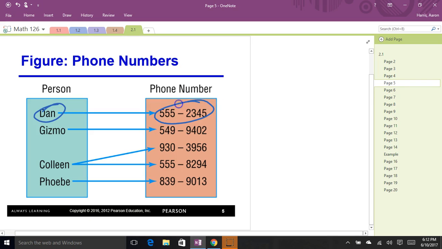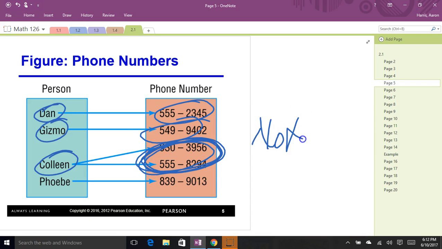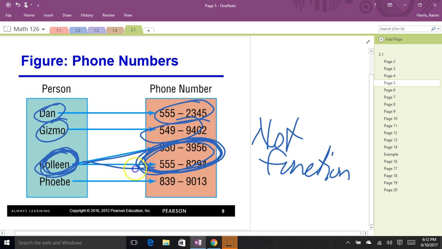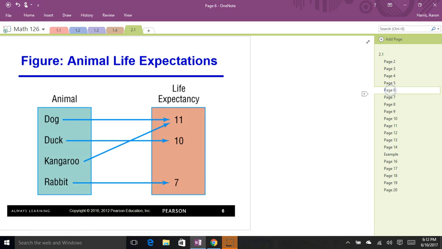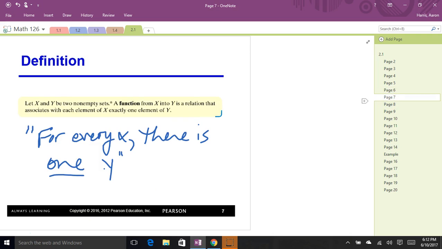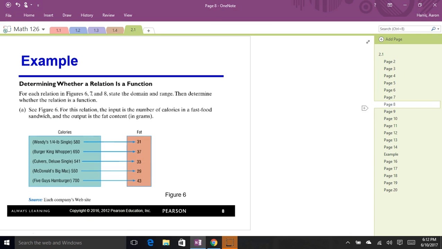For this x, there's one y. For this x, there's one y. For this x, though, you notice there are two y's. This is not a function. So if you've got an x that's got a couple different y's, again, not a function. The saying is for every x, there's got to be one y. Here we got a function. For every x, one y. That is a function.